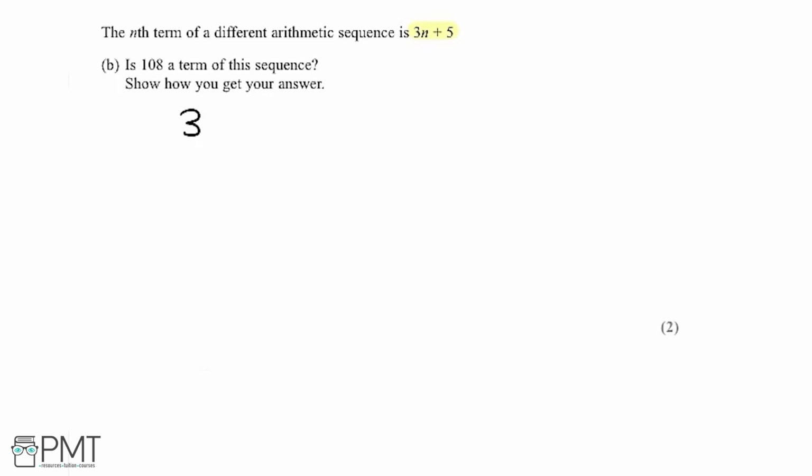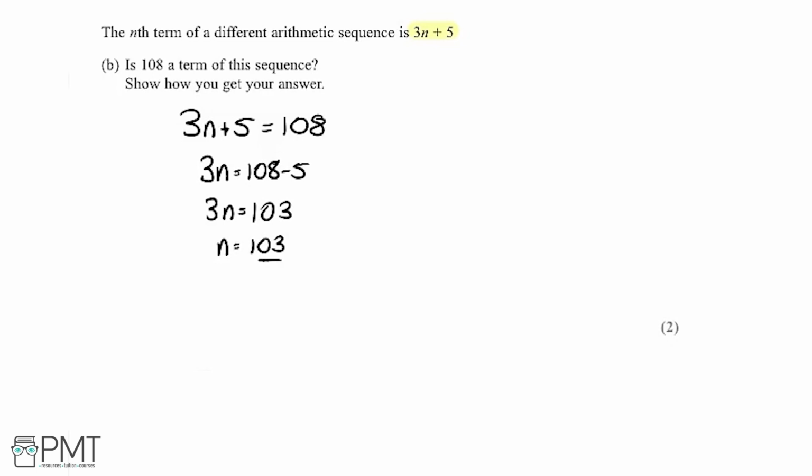So what I'm going to do is start off by assuming that 108 is a term. So 3n plus 5, if 108 is a term, from that we'll be able to get 108. So there'll be some value of n that we're subbing here, which will get us to 108. So I'm going to try and work out what that value is. So I'm going to solve this equation. So 3n equals 108 minus 5. So 3n is 103. And if I divide both sides by 3, we'll have n equals 103 divided by 3.